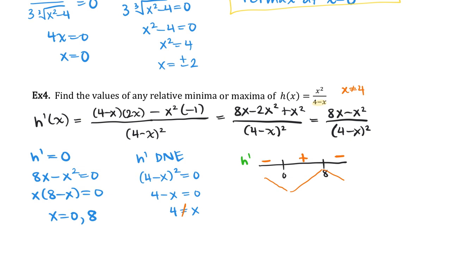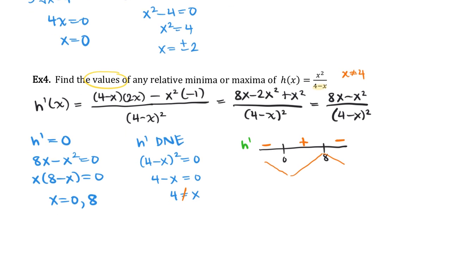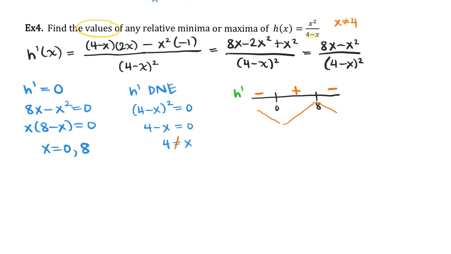Since they want the values of the relative minimum or maximum, I need the actual y values. Okay, so let's plug 0 and 8 into the original function. So if I do h of 0, I get 0 squared over 4 minus 0, which is 0. And let me do h of 8, which is 8 squared, 64 over 4 minus 8. 64 divided by negative 4 is negative 16.